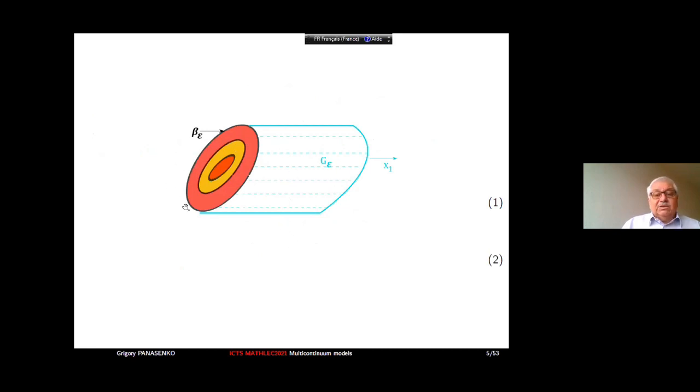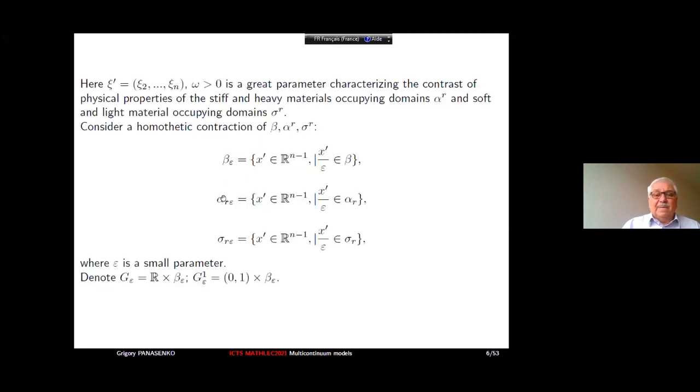Then we consider the contraction 1 over epsilon times of this bar, and we get B_epsilon as the whole cross section, alpha_r epsilon are the stiff zones, and sigma_r epsilon are the soft zones. The whole domain is denoted G_epsilon. It is the Cartesian product of R by B_epsilon, and one period is cut out of this G_epsilon. It is denoted G_epsilon^1.